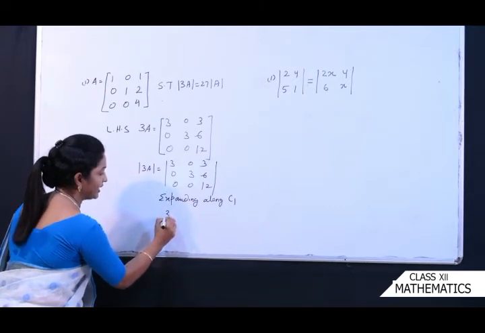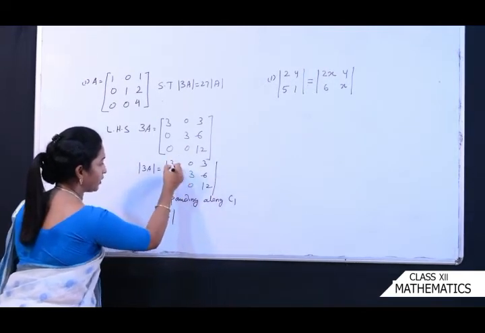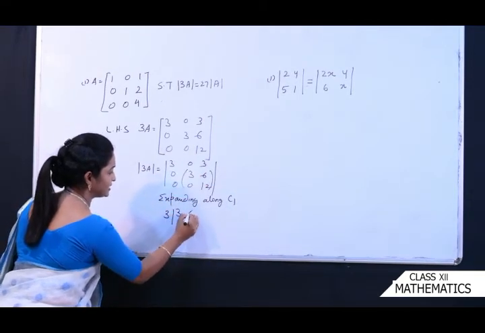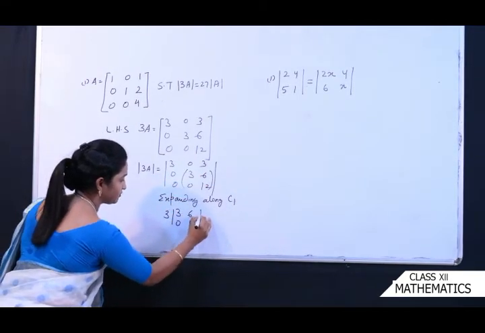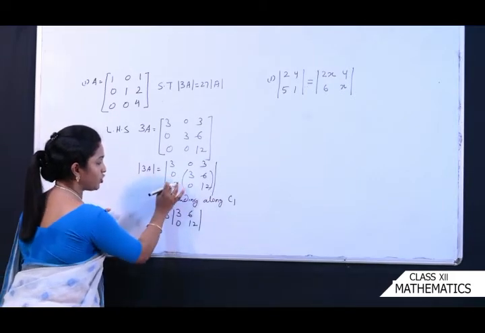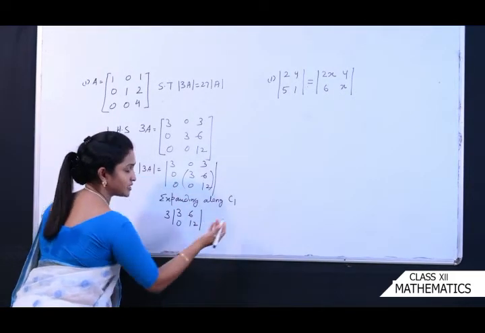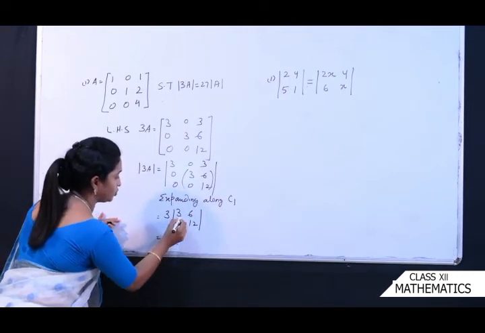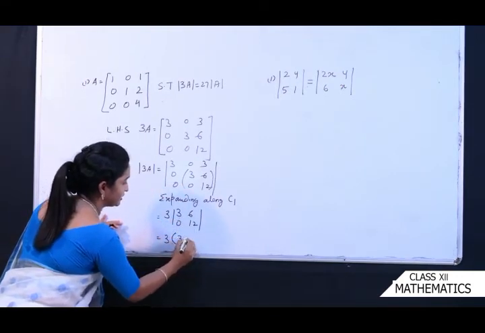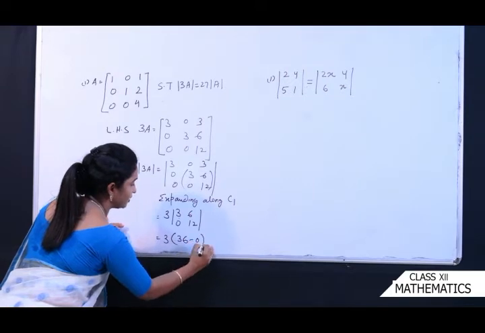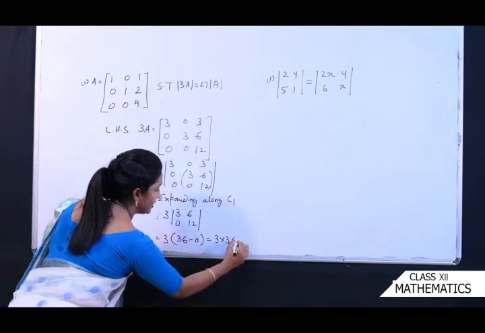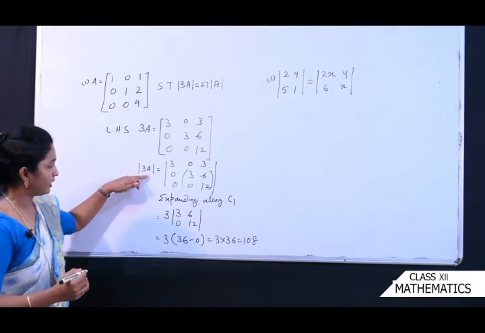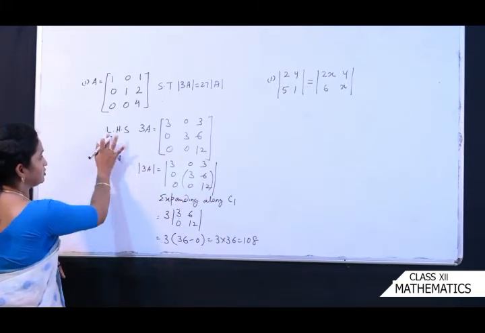That is 3 into, just delete the row and column in which that element is, that means this part: 3, 6, 0 and 12. Then there is no need to work on the zeros, because all the remaining elements will be zero. So what will we get? 3 into 3 12s are 36 minus 0, that is equal to 3 into 36, and that is equal to 108. Okay, clear? So this is your LHS.